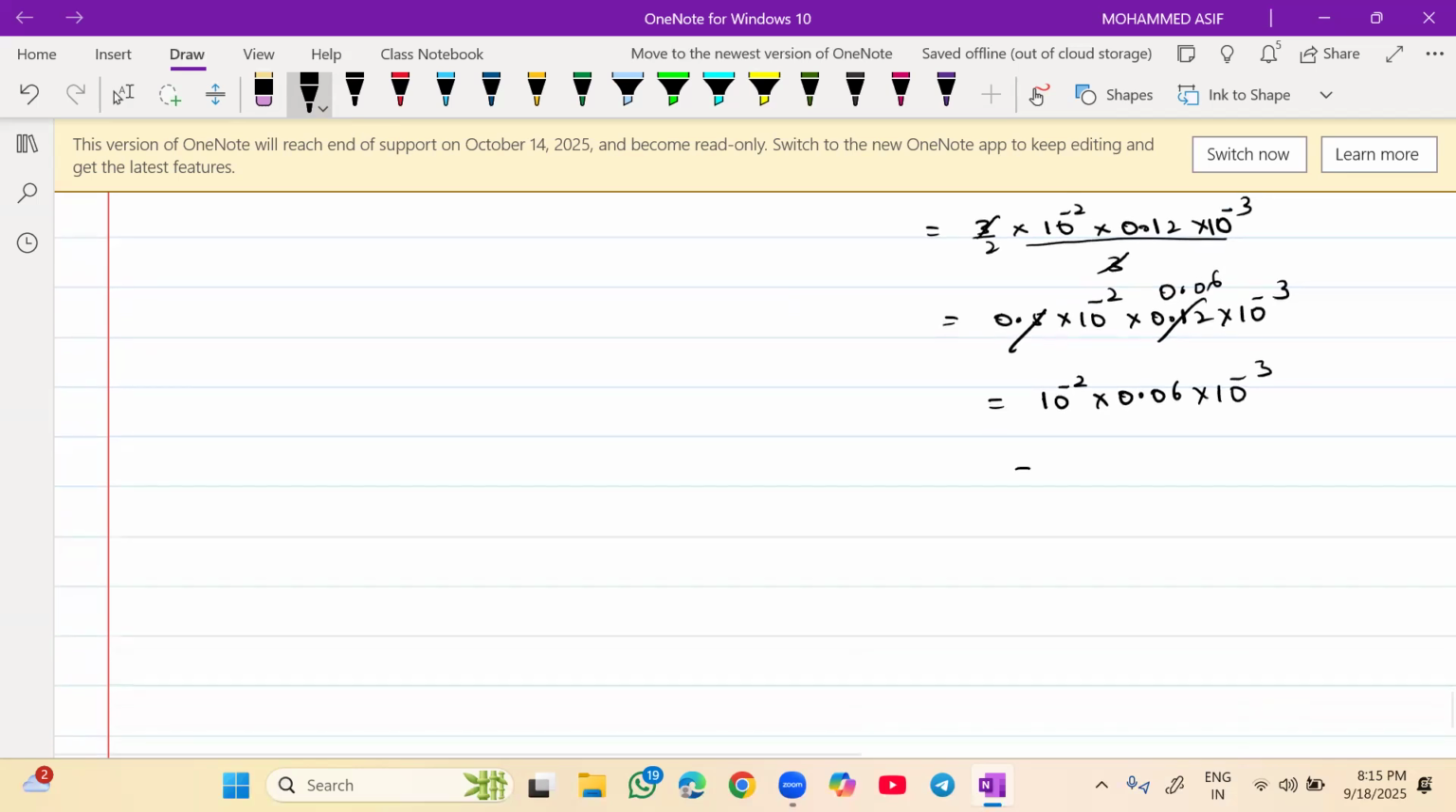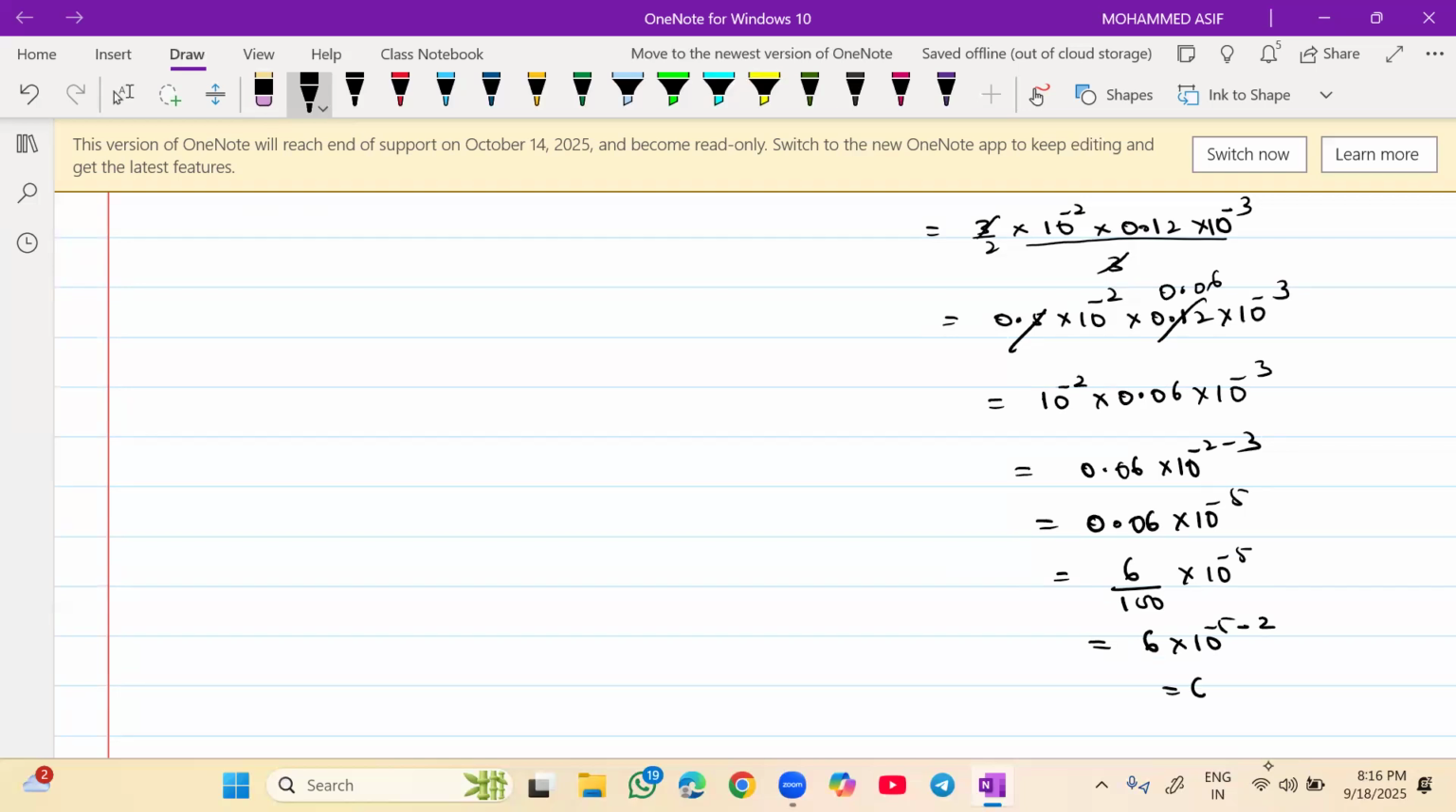So this became for me 0.06 into 10 power minus 2 minus 3. So this will be 0.06 into 10 power minus 5. 0.06 means 6 divided by 100 into 10 power minus 5. Am I clear? So this value will become for me 6 into 10 power minus 5, this will be minus 2, this will be equal to 6 into 10 power minus 7.